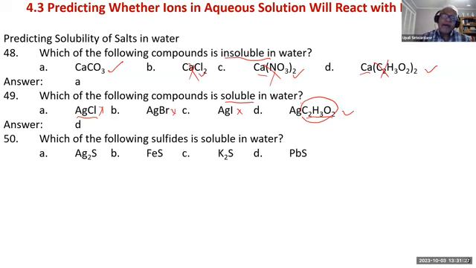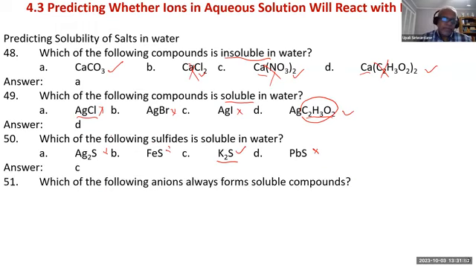Which of the sulfides are soluble in water? Sulfides are insoluble in water except group 1A. Potassium is group 1A. Therefore, this is the soluble sulfide. These are insoluble because the only sulfides soluble in water are group 1A and ammonium sulfide. Answer is C.